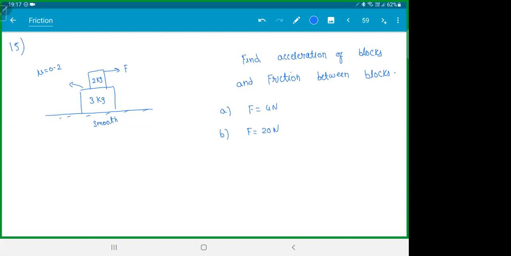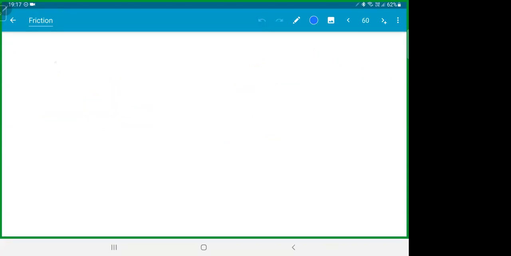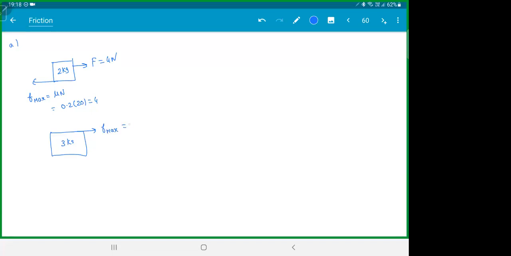Let me show you what you guys are doing. Free body diagram. F, 4 newtons. Friction. This will be mu into N. This is 2 kg. This is 0.2 into 20 is 4. This is 3 kg, so friction will be forward. This acceleration is A1, this acceleration is A2. So we get A1 is 0, we get A2 is 4/3.